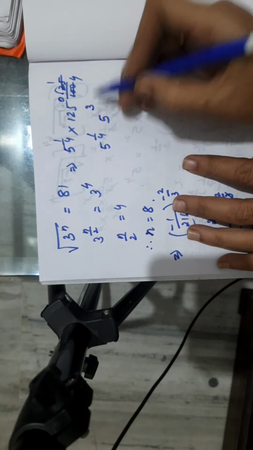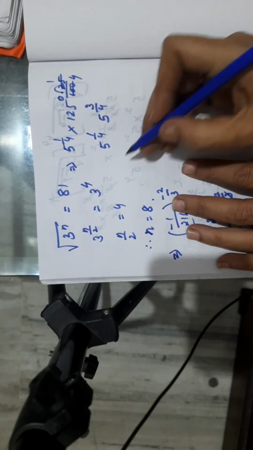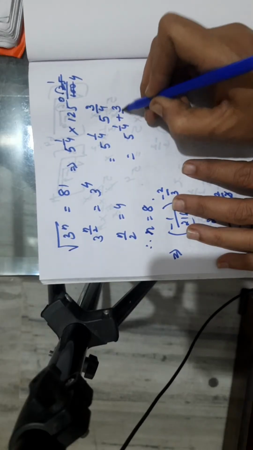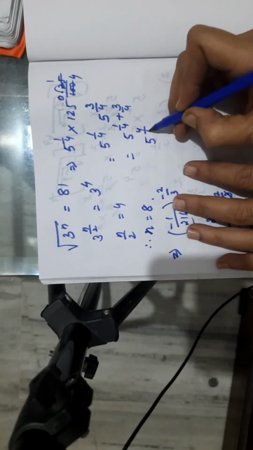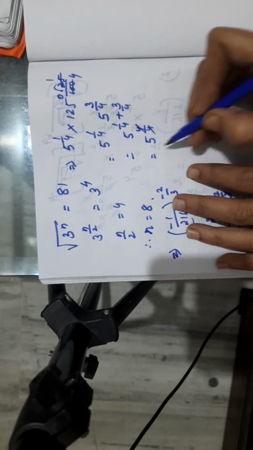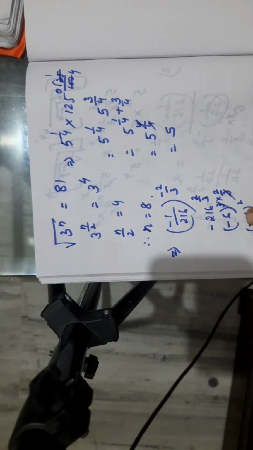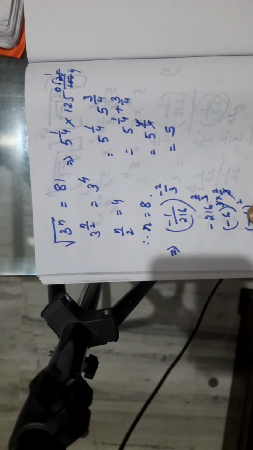Then power 4 is there. When base is same, we'll add power. So thus it is 5 raised to 1 by 4 plus 3 by 4. 5 raised to 1 plus 3 is 4, 4 by 4. It will get cancelled. So final answer is 5. Is it clear?